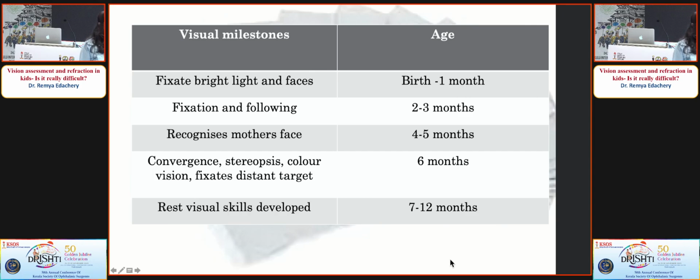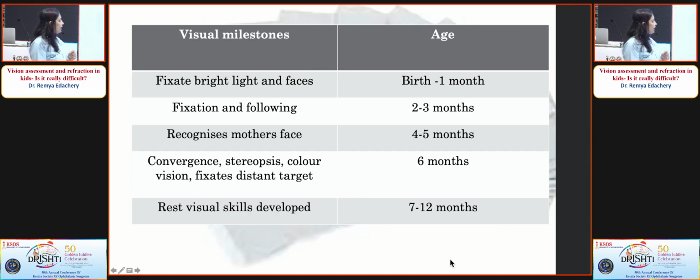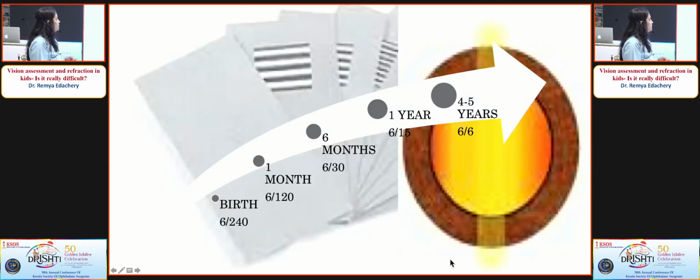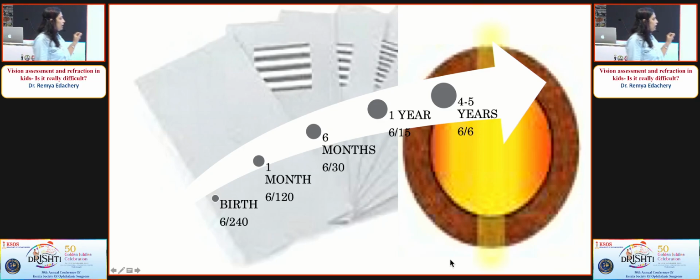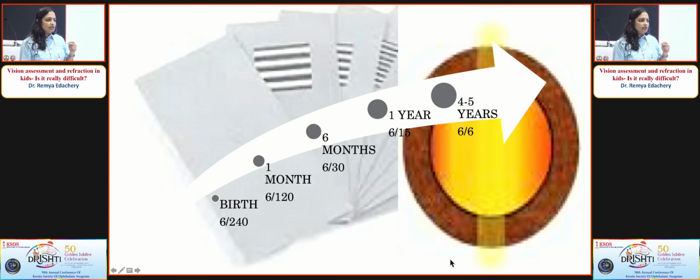Convergence, stereopsis, depth perception, and color vision start by about 6 months, and the rest of the visual development happens after that. When a child is born, the visual acuity is around 6 by 240, which reaches 6 by 6 adult level by 4 to 5 years of age.